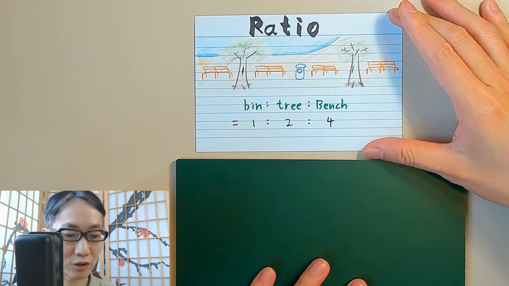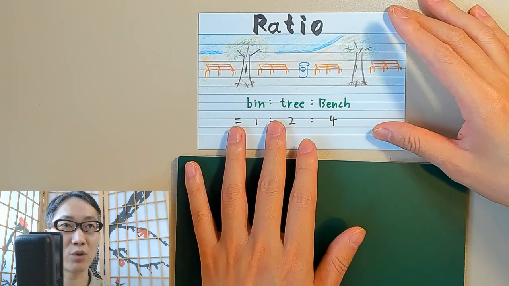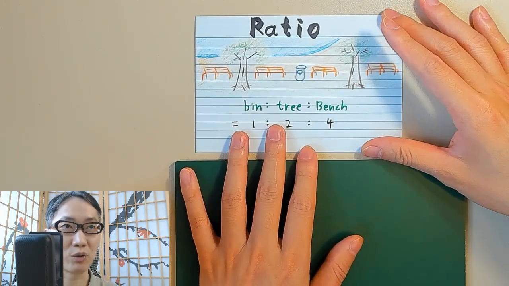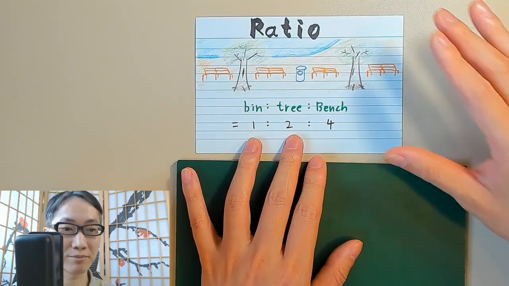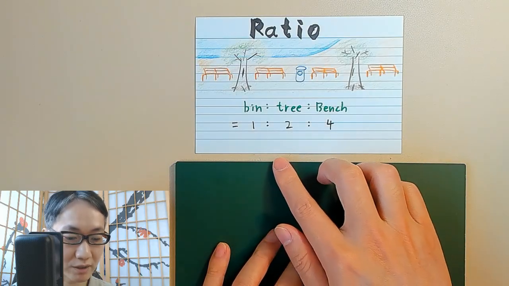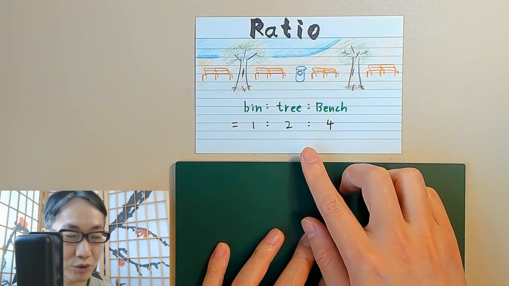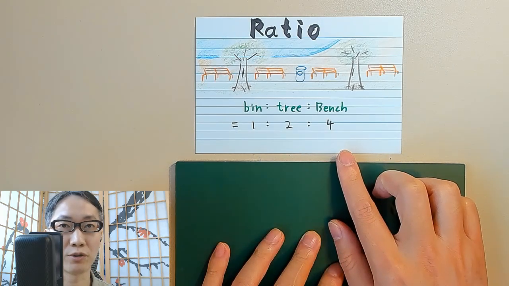In this situation, the number of bins, trees, and benches are variables because we don't know how long the path will be, but we know the pattern. So their ratios can be expressed as bin to tree to bench is 1 to 2 to 4.